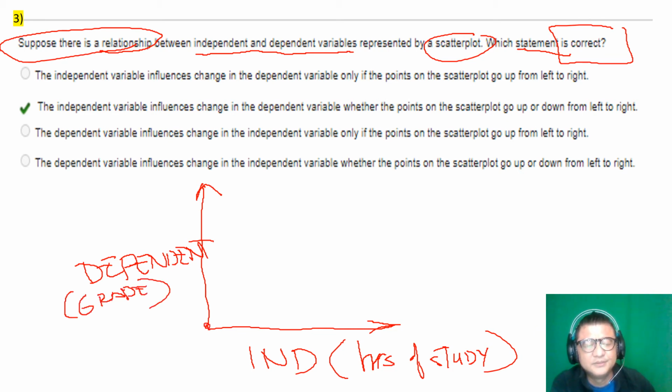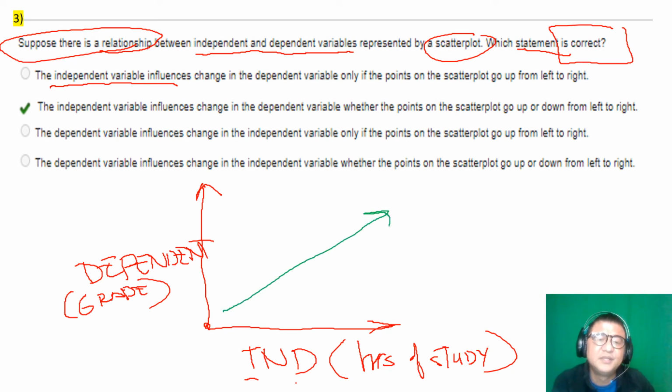All right. So let's see. The independent variable changes the dependent variable only if the points in the scatter plot go up from left to right. Only when it goes up from left to right. It doesn't have to be like that all the time. It could be the reverse. So not that. Next, number one, no.